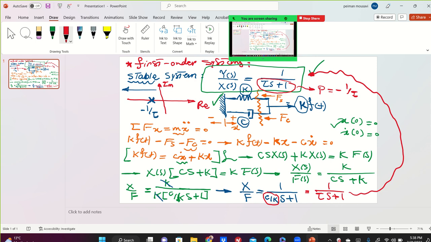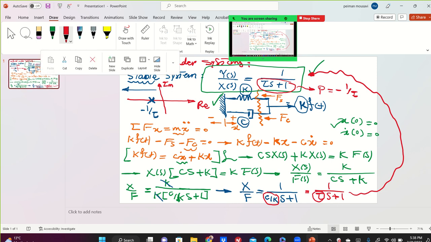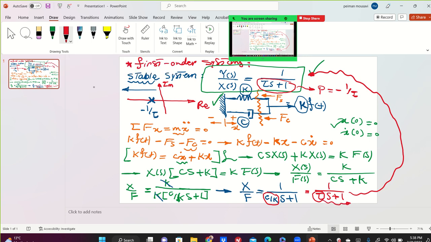For the people who passed ME430 with me, what's the name of the tau? What's the name of tau, guys? Do you know in mechanical engineering or control engineering? Yes, it is the time constant. Time constant of this first order system.